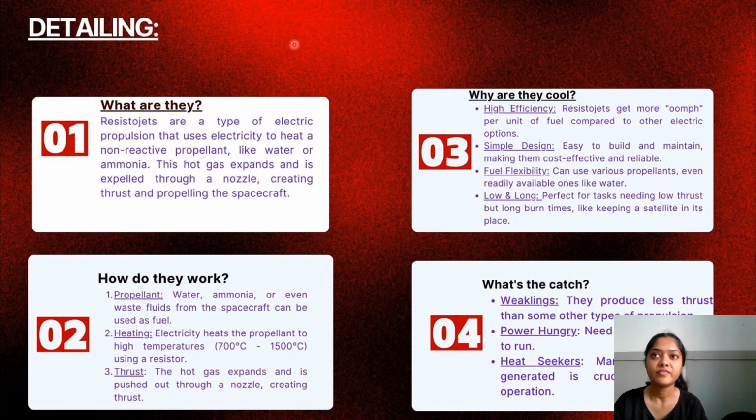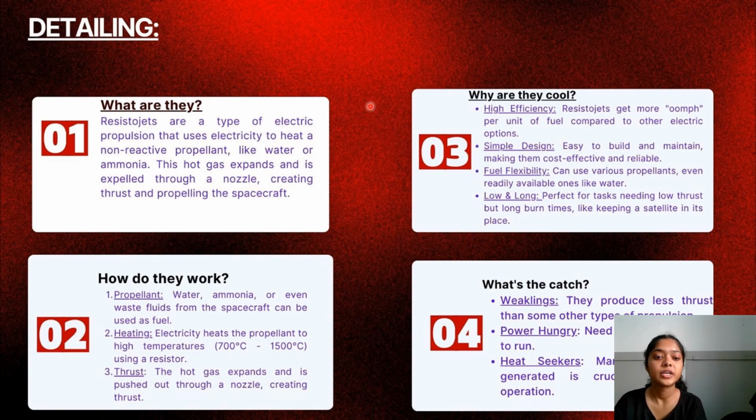Now in this slide, we'll be seeing the details of the resistor jets. The first is, what are resistor jets? Basically, they are a type of electric propulsion that uses electricity to heat a non-reactive propellant like water or ammonia. This hot gas expands and is expelled through a nozzle, creating thrust and propelling the spacecraft.